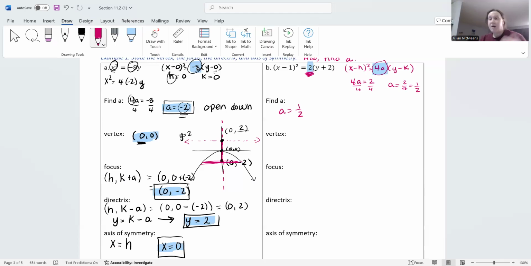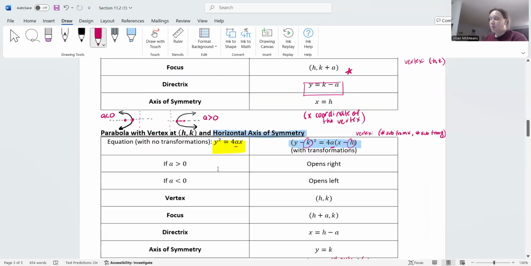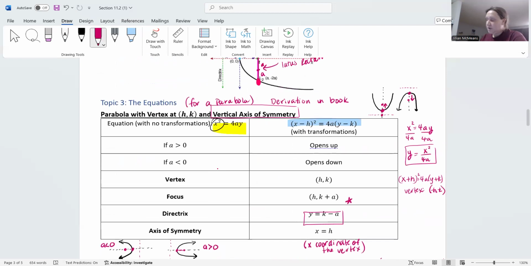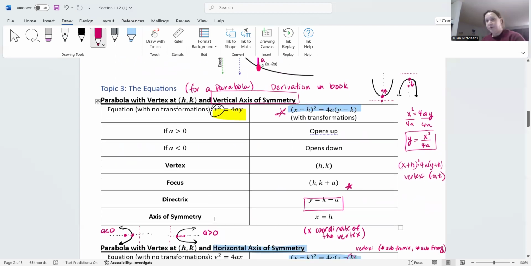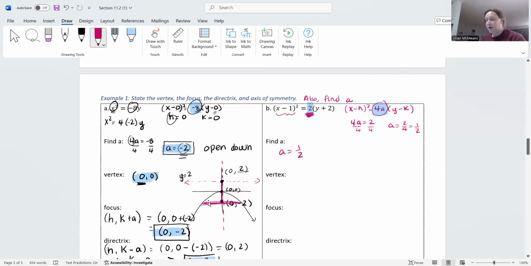Now we also want to just take a moment and think about, does this open up? Does it open down? Does it open to the left? Does it open to the right? If you have x squared in some capacity, x squared by itself or x plus or minus something quantity squared, you're dealing with a parabola that is vertically oriented. Okay, so we're dealing with a parabola that is going to open up or open down. And this right here tells me that we're going to open up.